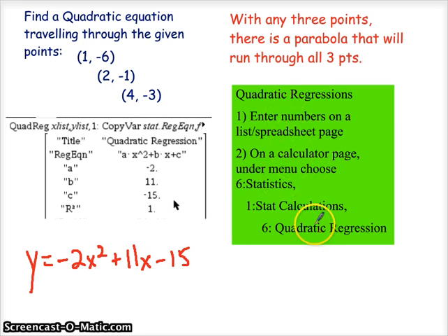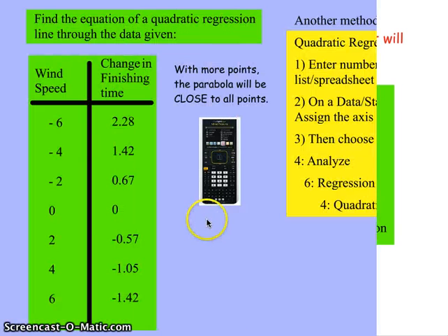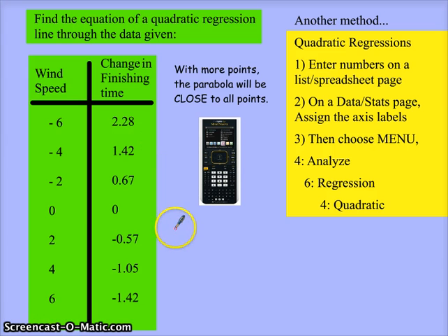And notice again, our directions here, we needed to enter into a list and spreadsheet page. Then on a calculator page, we can find statistics under menu, stat calculation, quadratic regression. Now, we can do that with many more points as well. Remember, if you only have 3 points, it'll find you a perfect regression every time, as long as it can make a function. But if you have multiple points, numerous points, you can also find a model that should be reasonably close to your data.